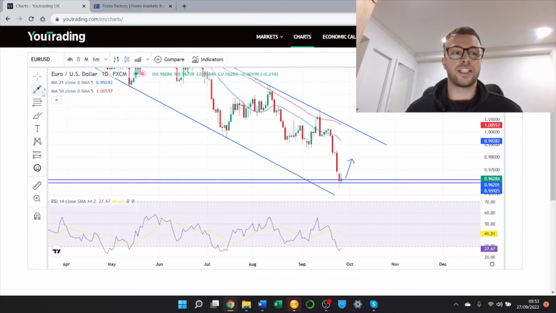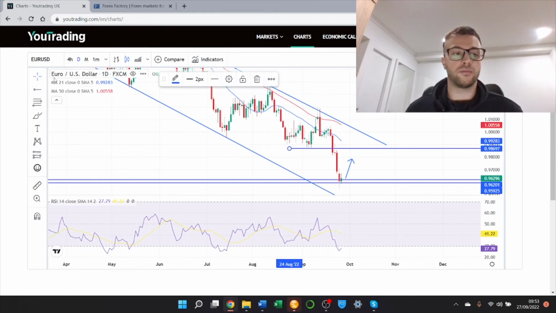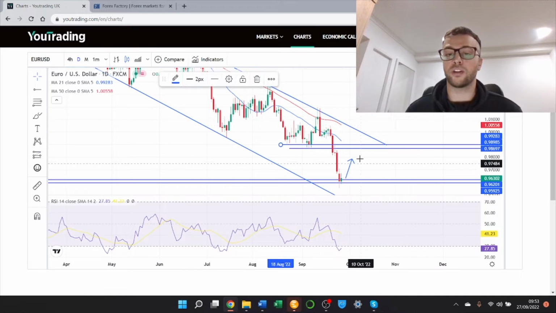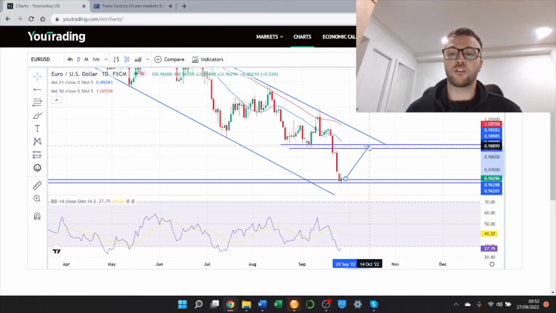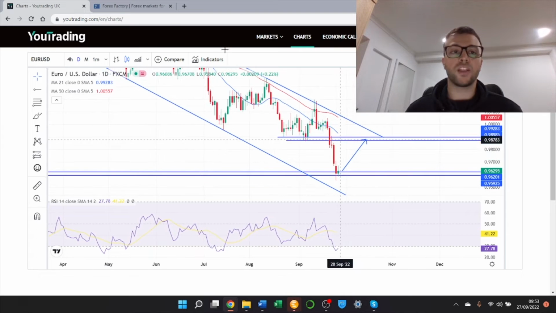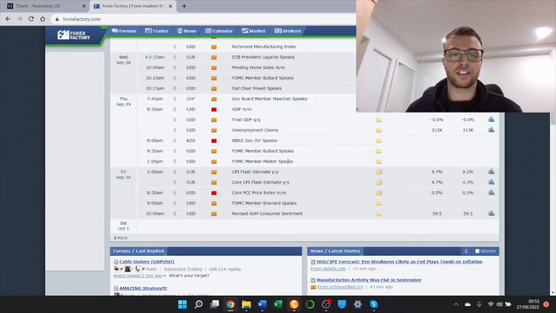Anything that I see towards this area around 0.99, because there's quite a lot of support there, a lot of resistance there, I would be very interested in the next couple of weeks. We do have some events coming up this week. Let's just look at the calendar.